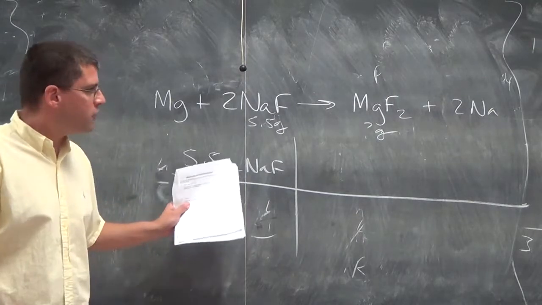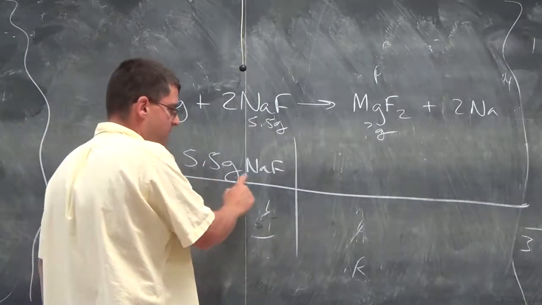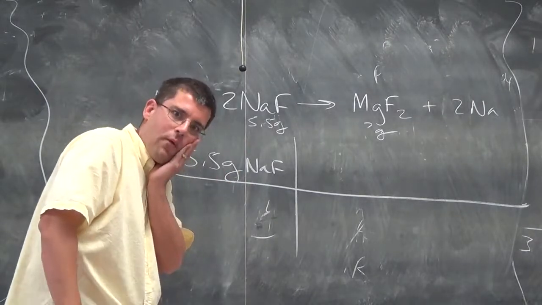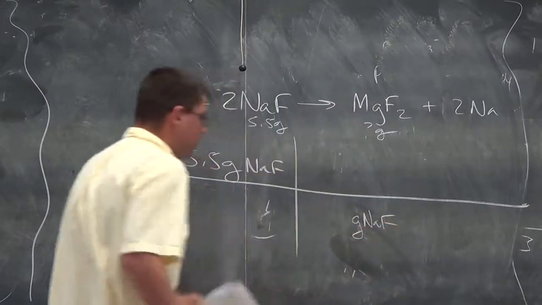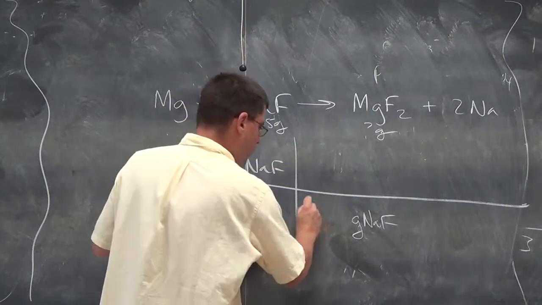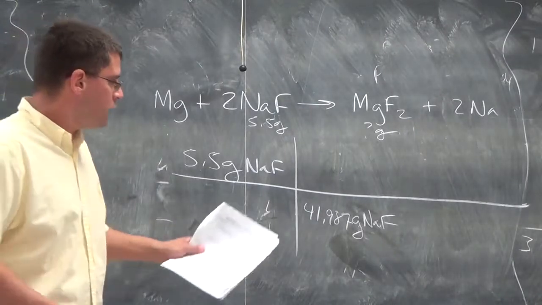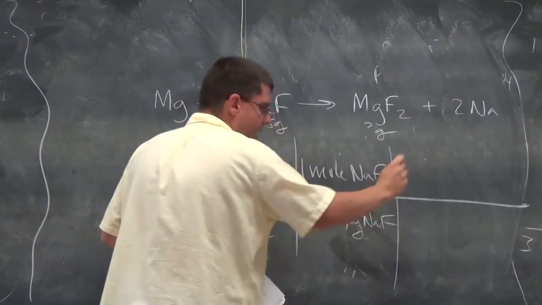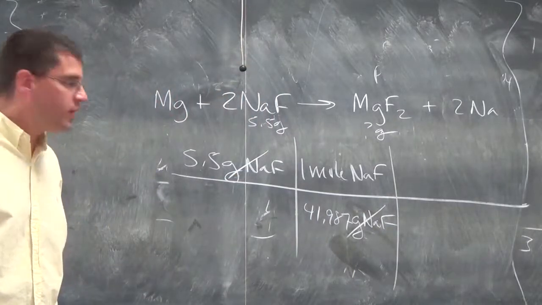Now, to transition to the product side, we have to begin to take care of a mole calculation on this side. So I have 5.5 grams of NaF. What unit do I put down there? Grams of NaF. What's the molar mass? The molar mass of sodium fluoride is 41.987 grams of sodium fluoride. Okay? So that's equivalent to 1 mole of NaF. So again, cancel, cancel. There's your mole calculation. How easy is that?